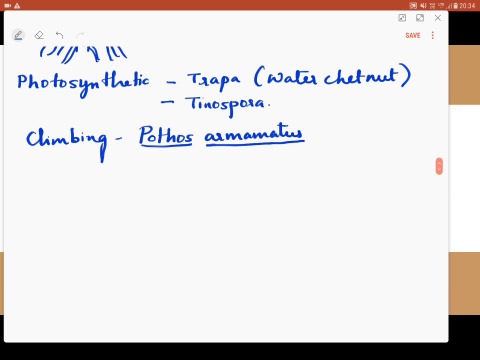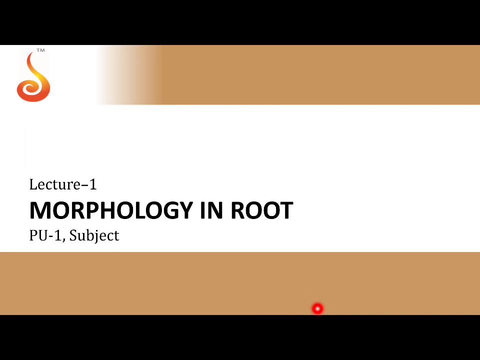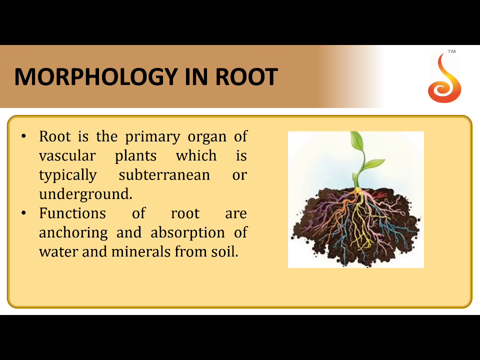I will give you the common name, you do not have to worry too much with the biological name. It is money plant. You will see the roots are hard, but it helps in climbing. Similarly, there are several functions which we could discuss. It is important for us to understand the structure and everything whatever we can get about roots.